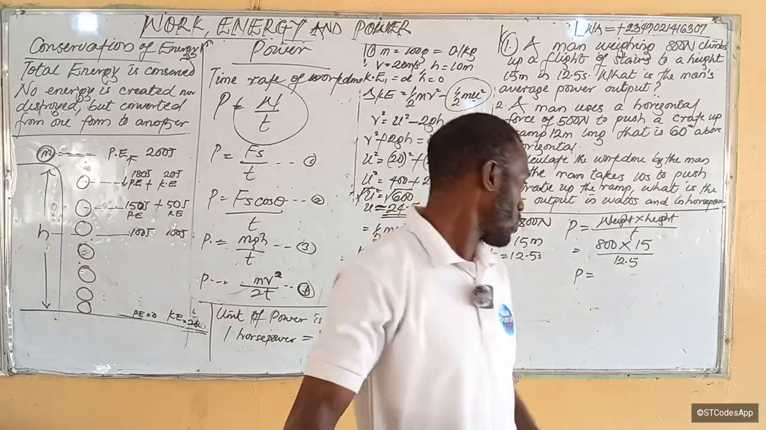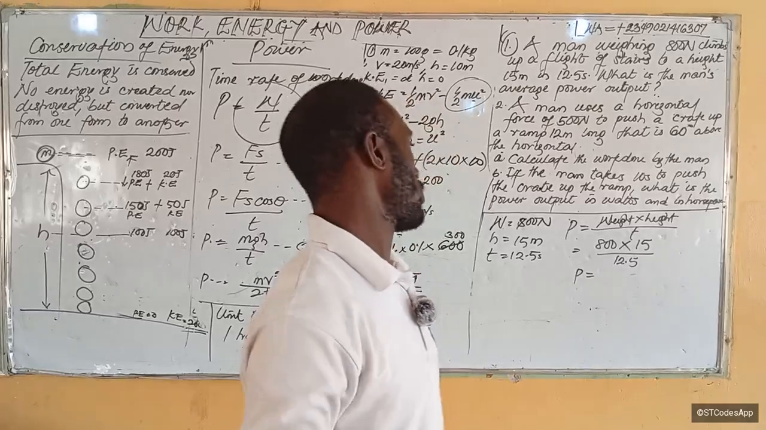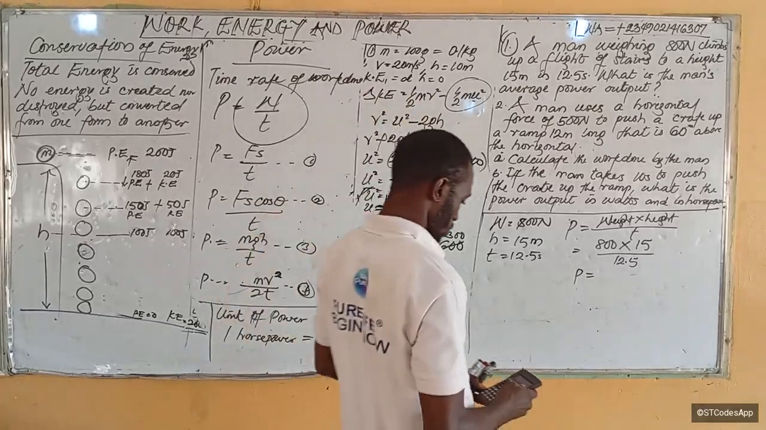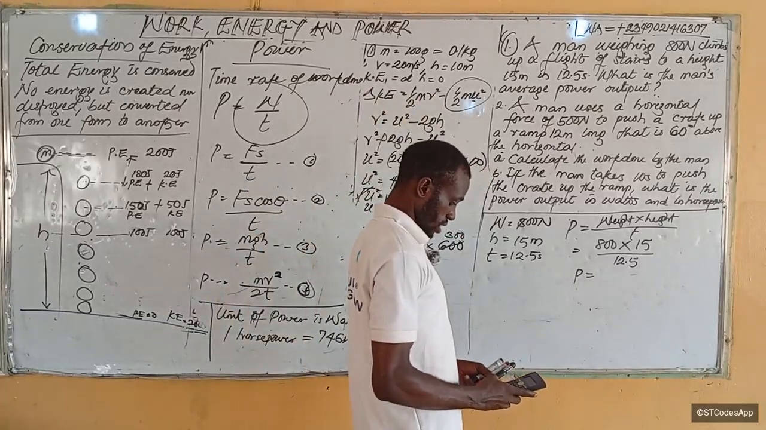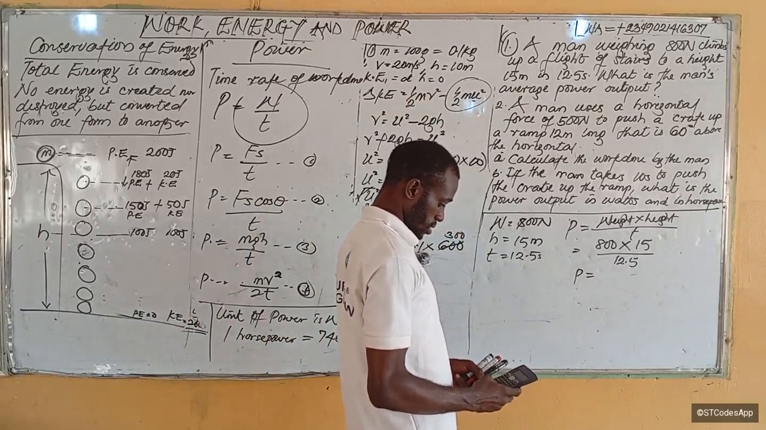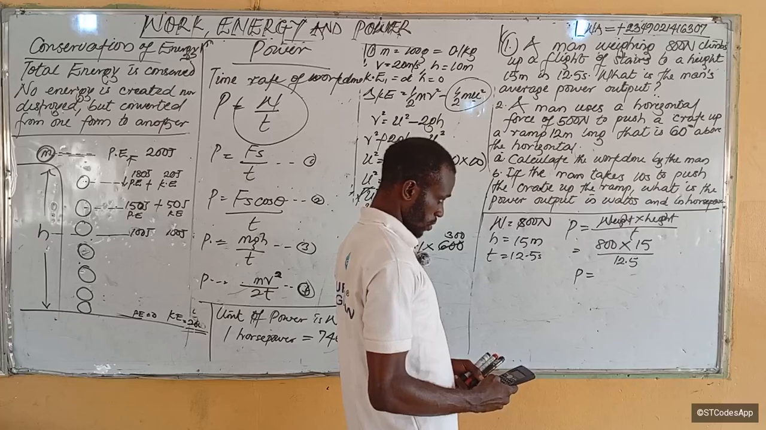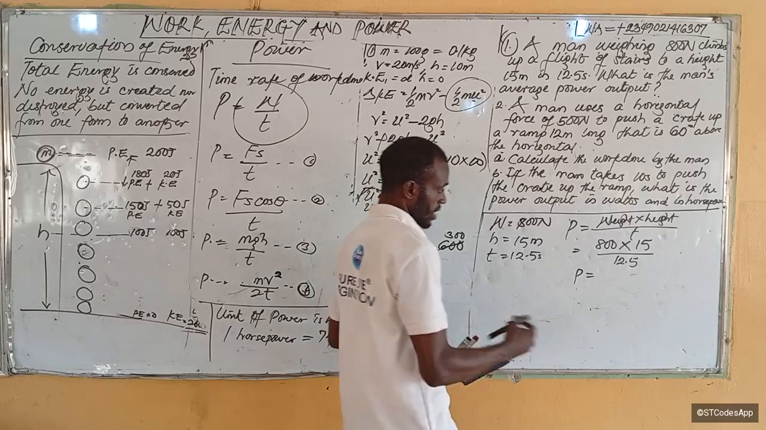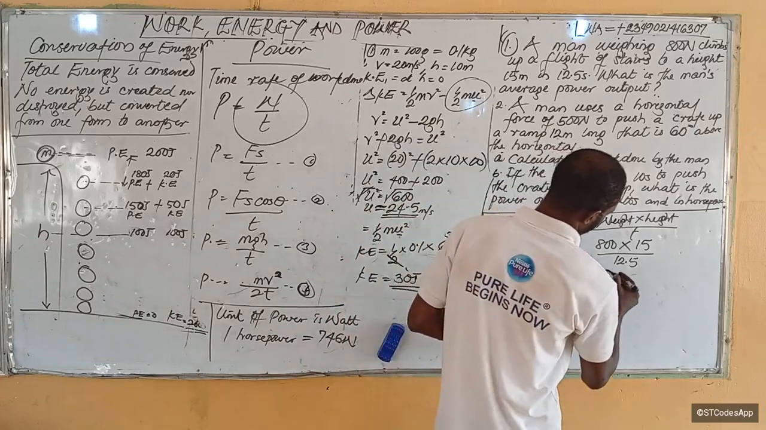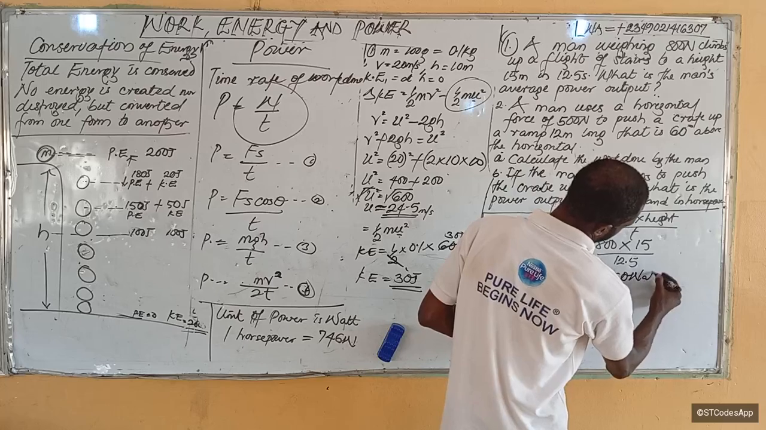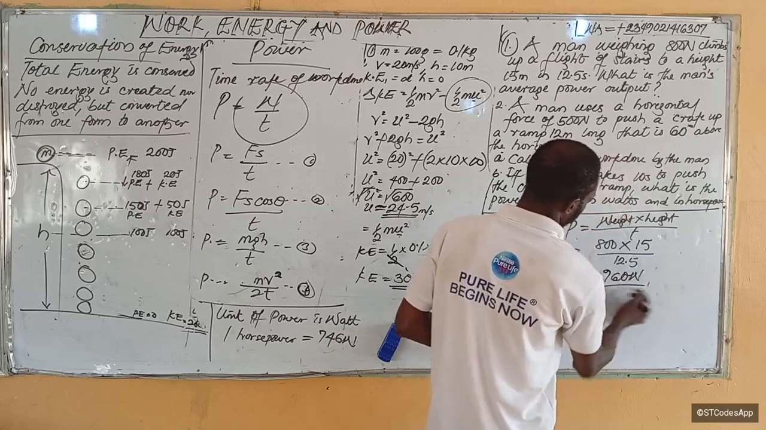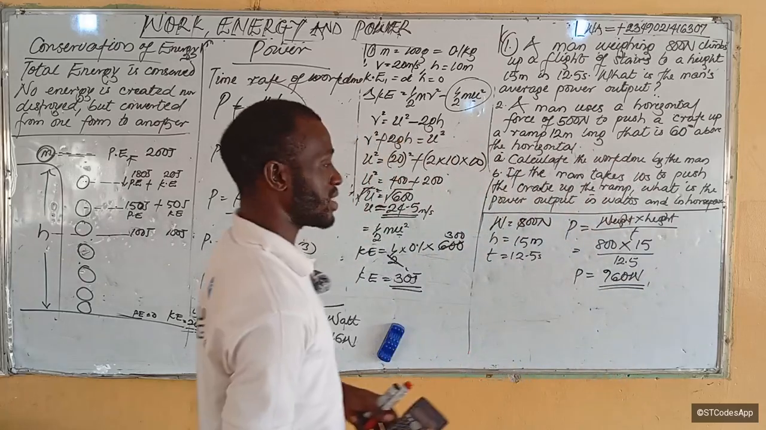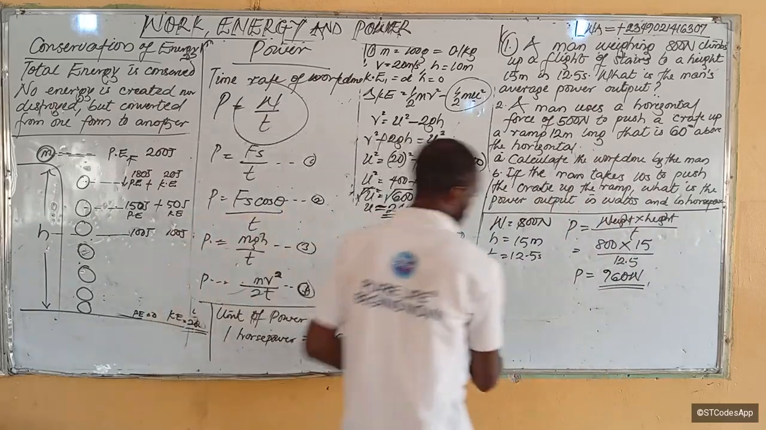By the time we use our calculator, we'll find that 800 times 15, 12,000 divided by 12.5, that's 960. So the power is 960 watts. W for watt. Is that okay? Or 0.96 kilowatts if you were told to convert.